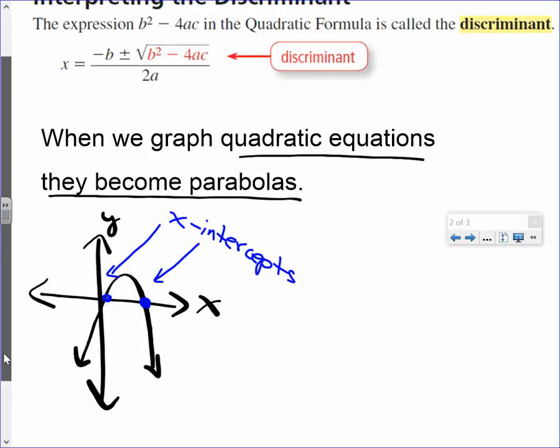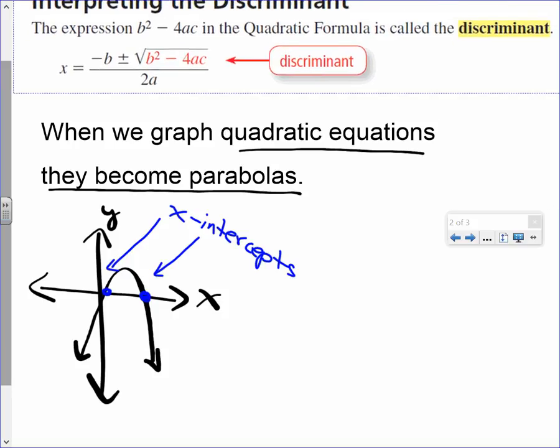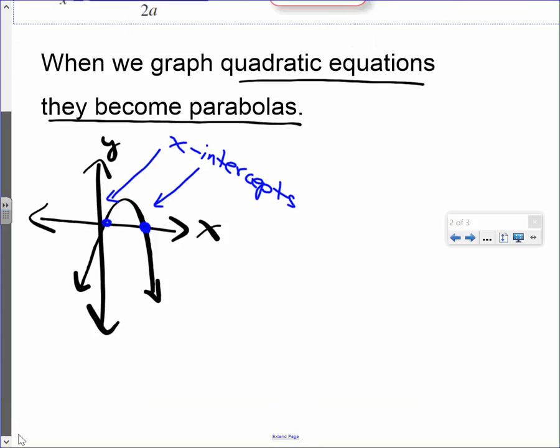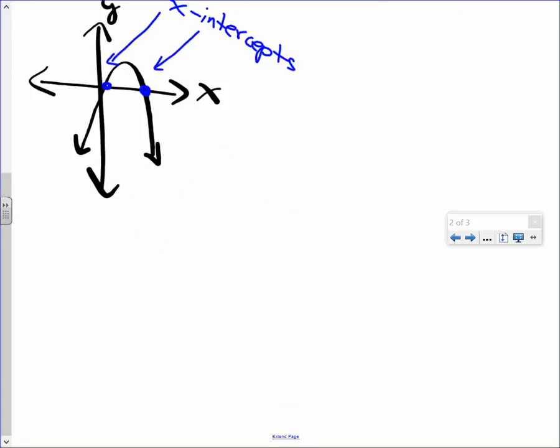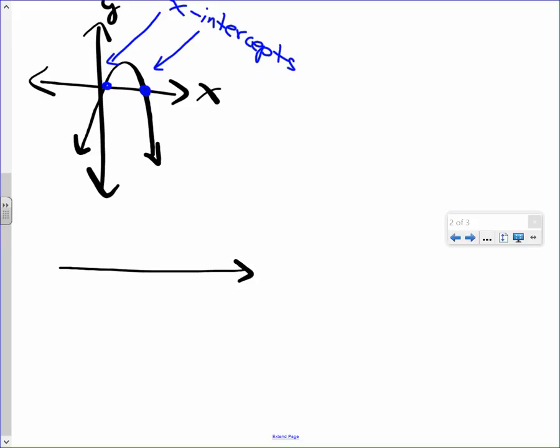Now, stay with me. Watch. I'm going to make a connection between the x-intercepts and the discriminant, this little part called b squared minus 4ac. What's the connection between the b squared minus 4ac and what I'm talking about? Watch. Give me another x and y axis really quick. A simple one. Real easy. Nothing crazy.